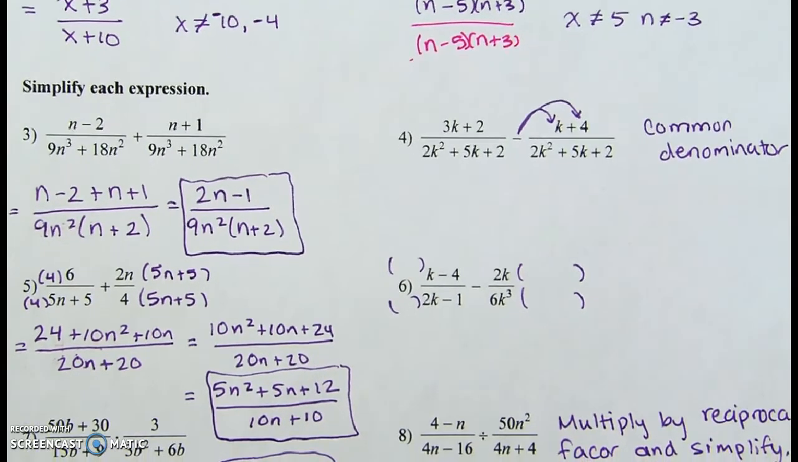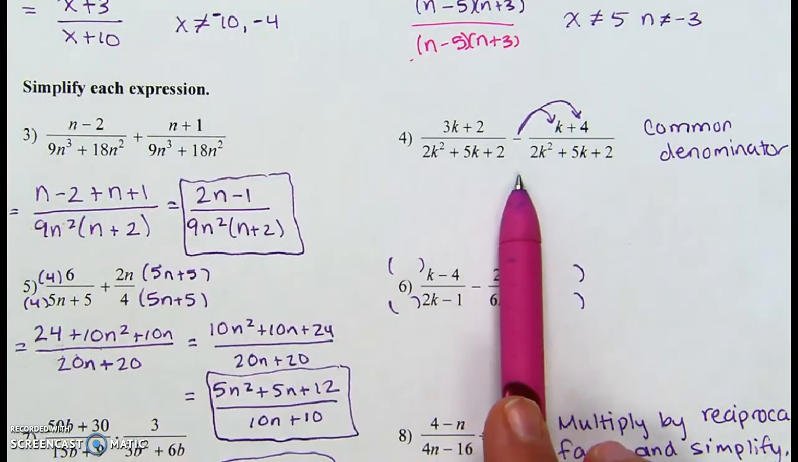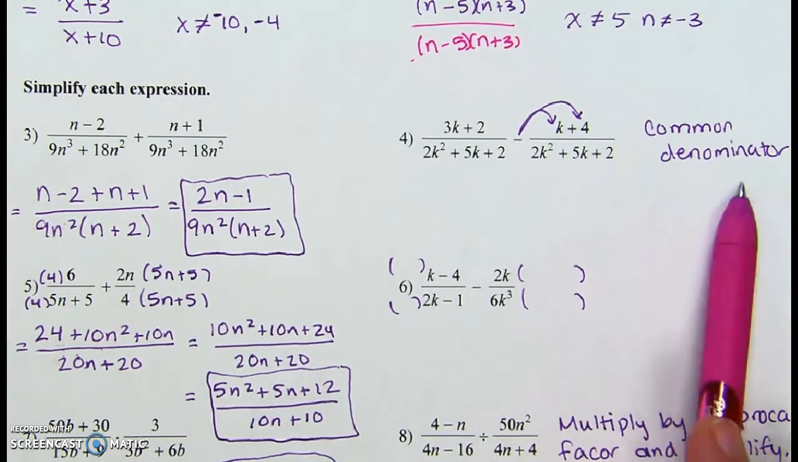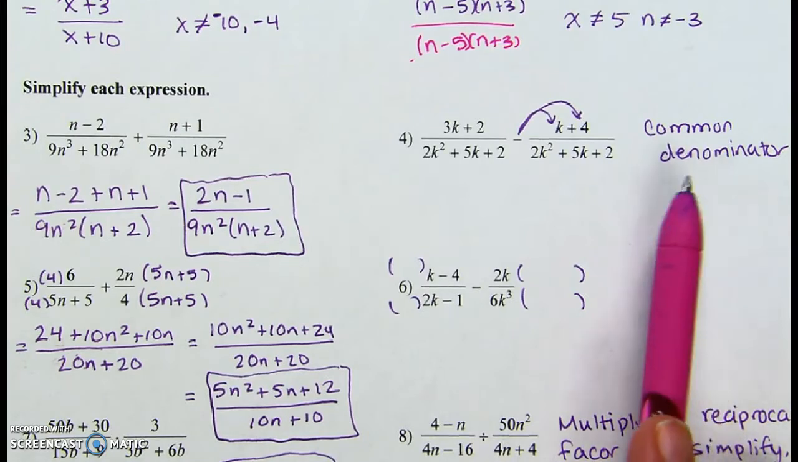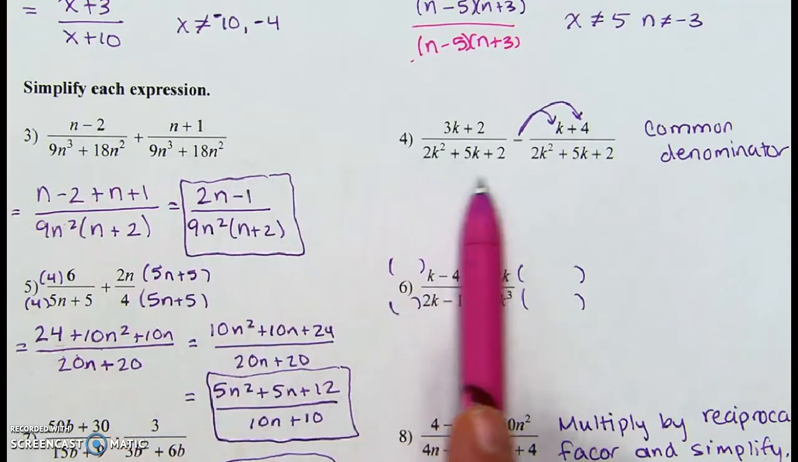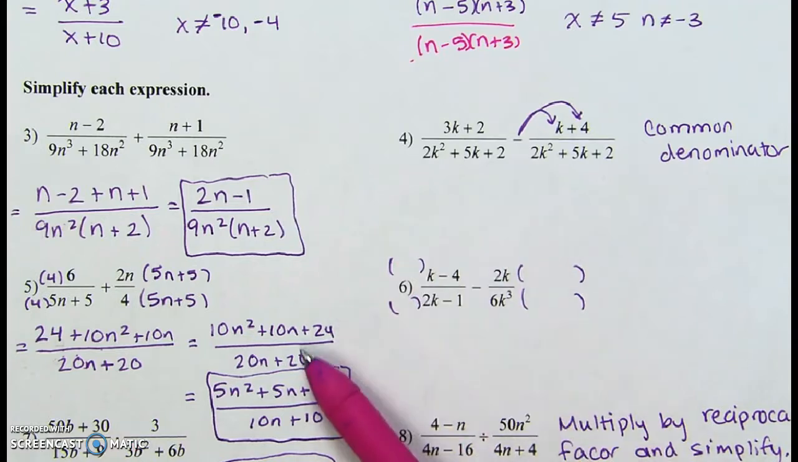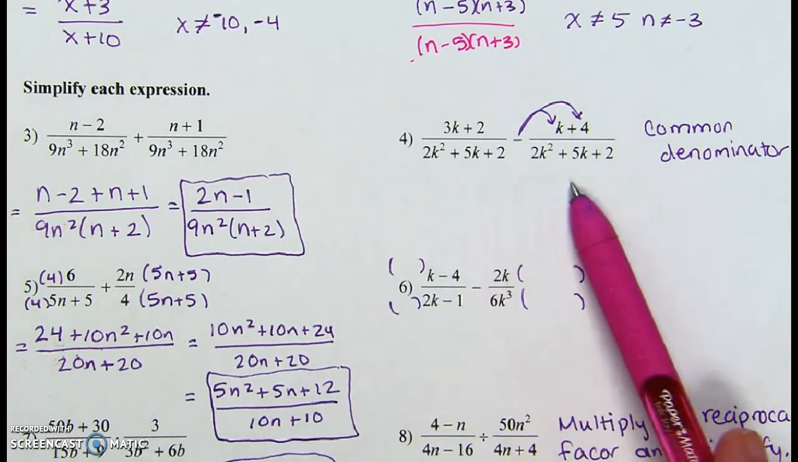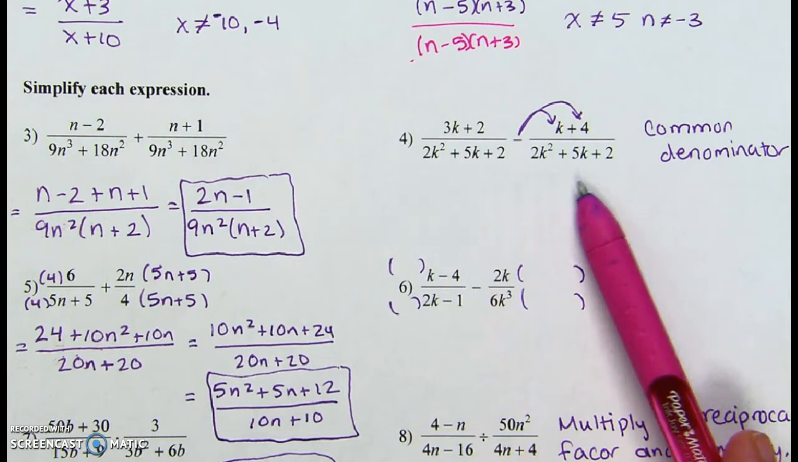Then there's adding and subtracting. Now, in order to add and subtract rational functions, what do we need? Common denominator. So you have to decide, was a common denominator given to me or do I need to make my own? I think there's one of each. There's going to be one where you already have a common denominator. Isn't that nice?